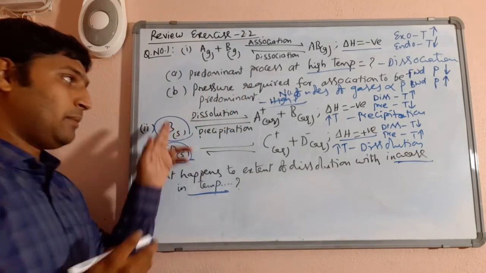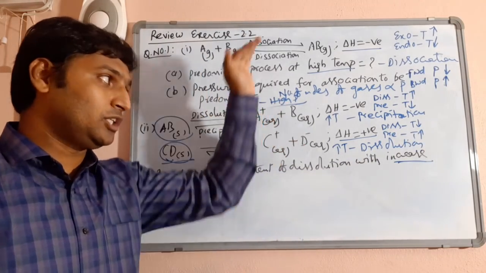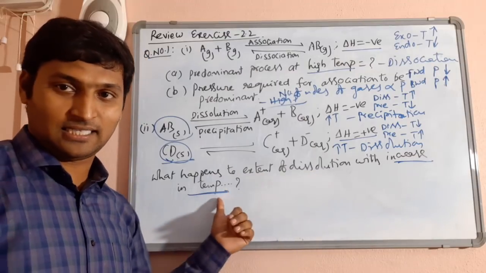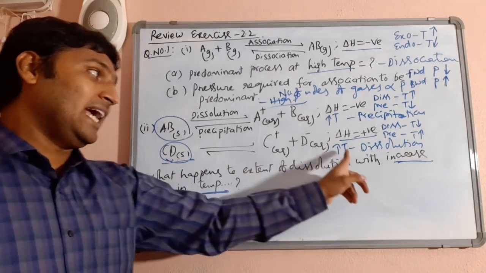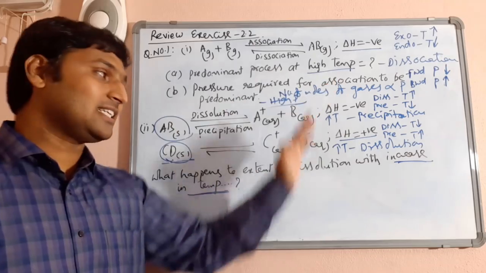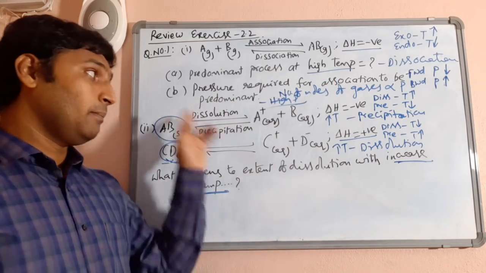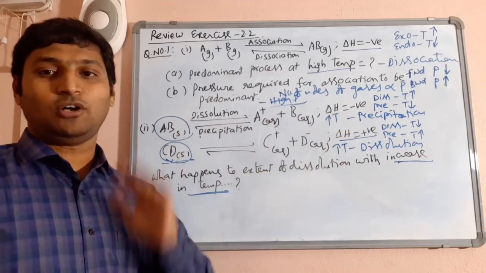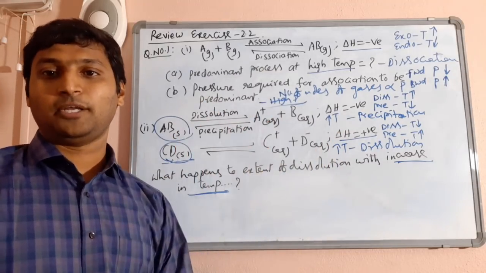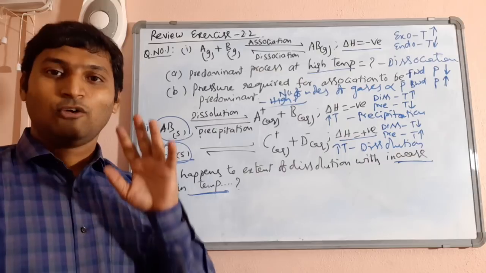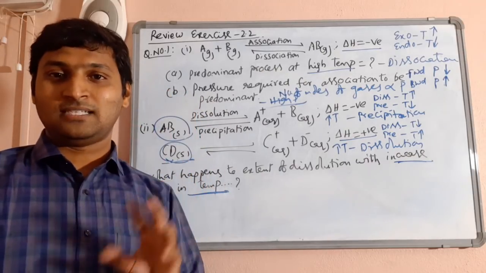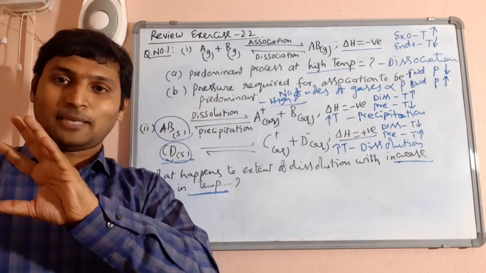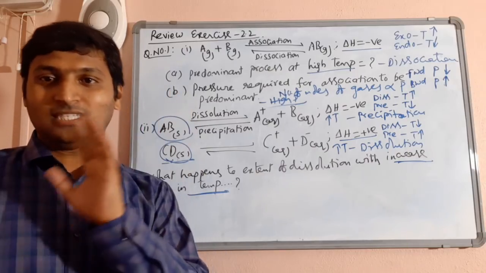So, for AB, extent of dissolution decreases with increase in temperature. For CD, extent of dissolution increases with increase in temperature, because the forward process dissolution is opposite in case of the system at equilibrium. Is that clear? With these two examples, hope the concept of Le-Chatelier principle is recollected by you.